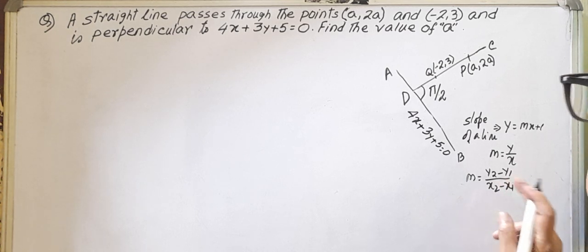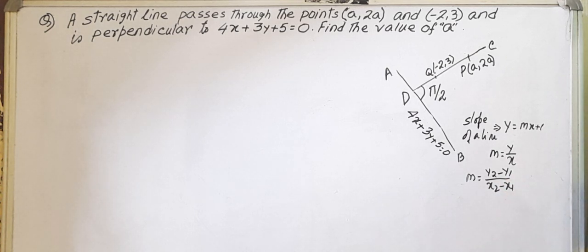Please remember this formula. And another thing, when two lines meet at a point at 90 degrees, that means pi by 2, then m1 into m2 equals minus 1. All these formulas will be implemented in this math.